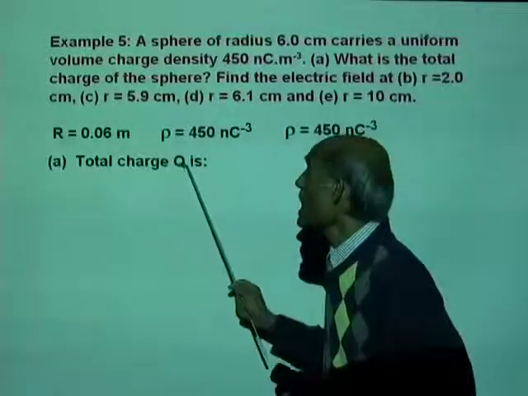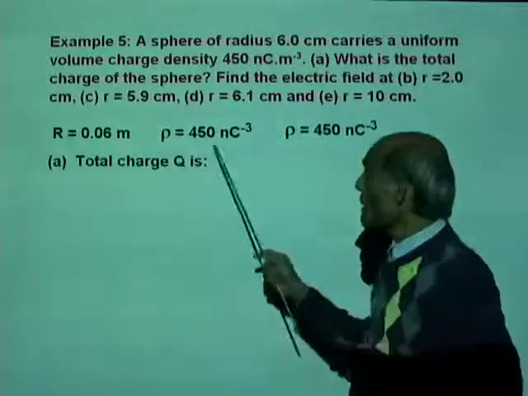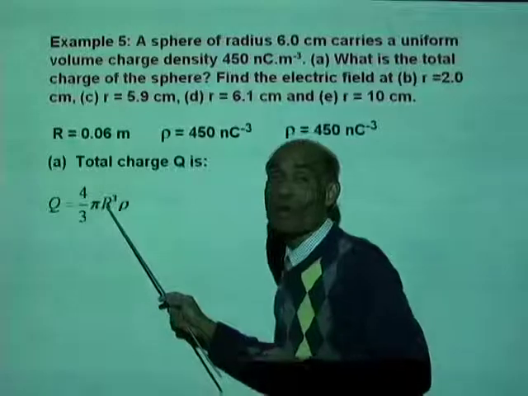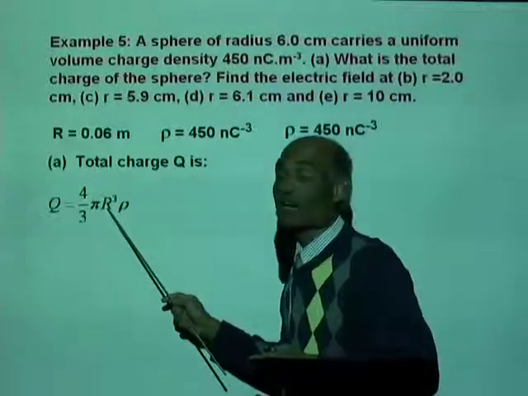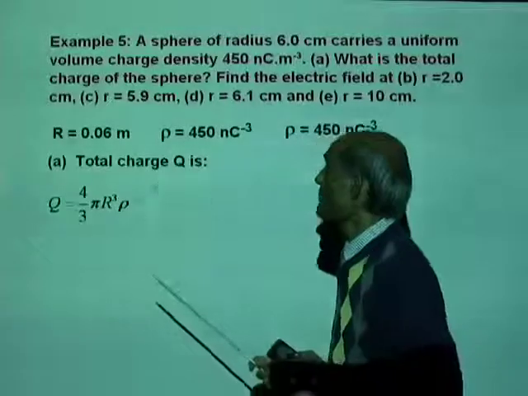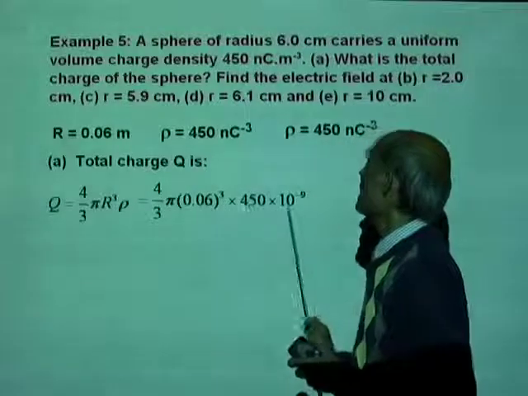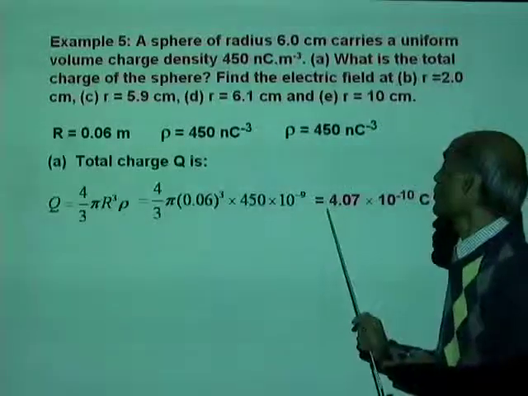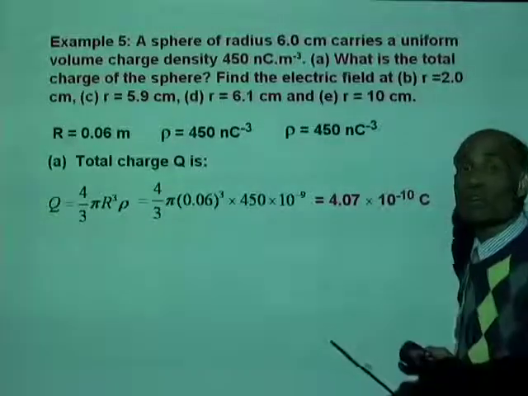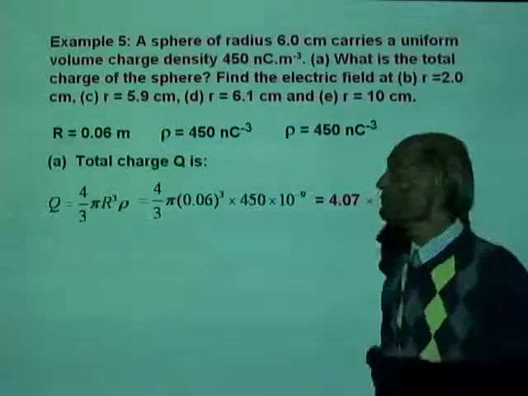The total charge Q is the volume of the sphere multiplied by rho. 4/3 pi r cube, where r is the radius of the sphere, is the volume, multiplied by rho. The radius is 0.06 meter. And that is 4.07 times 10 to the negative 10 coulomb, the total charge carried by the sphere.